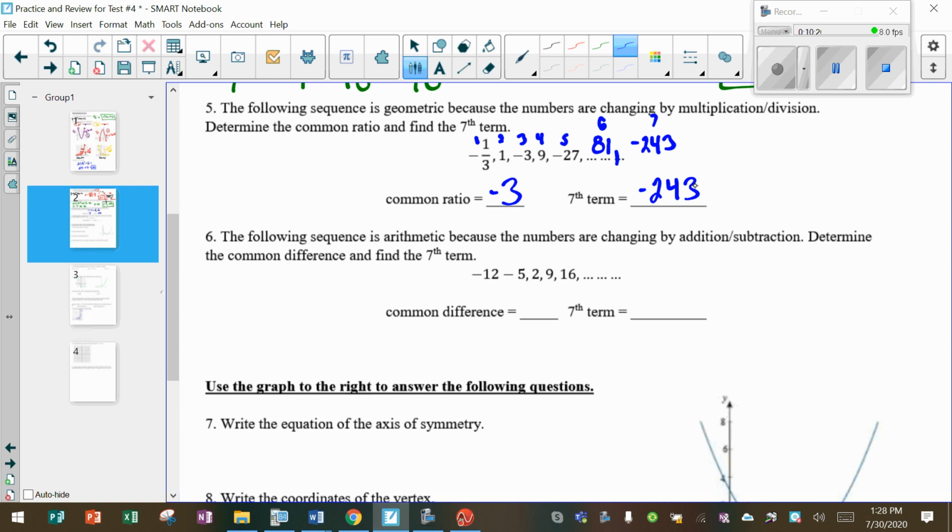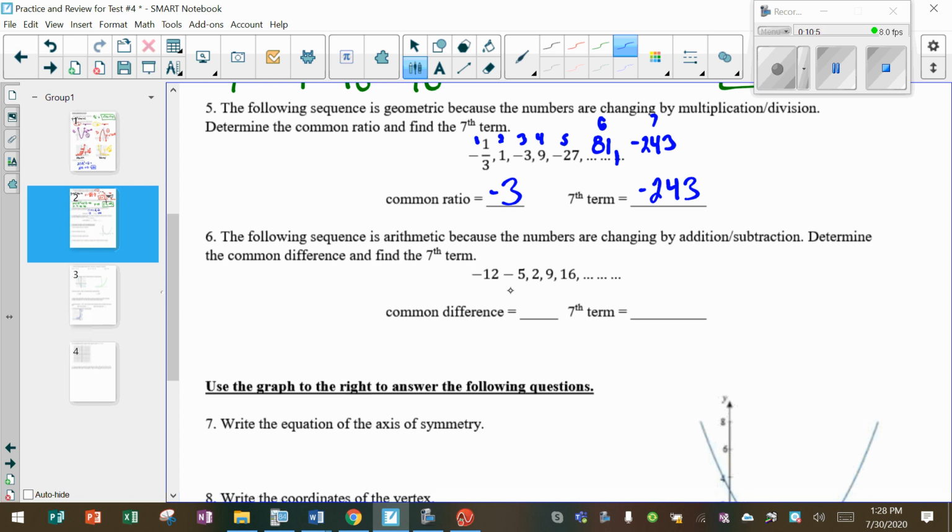Number 6. This sequence is arithmetic because it's using addition. Geometric is when the numbers are increased by multiplying or dividing, and arithmetic is when the numbers are increasing by adding or subtracting. So the common difference is what number is being added over and over to get this list of values.